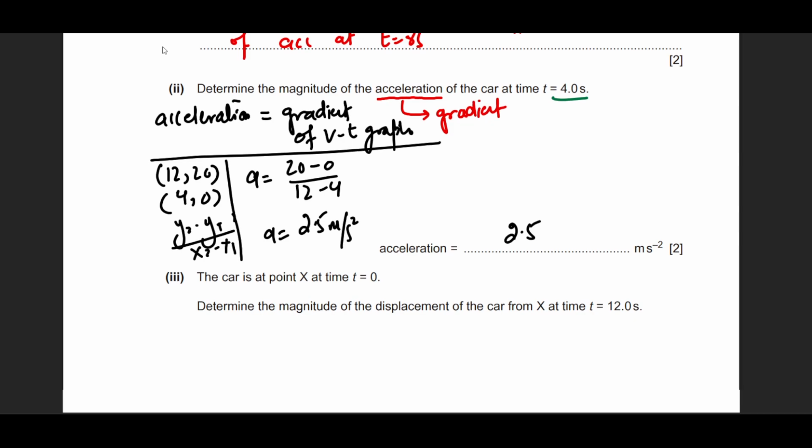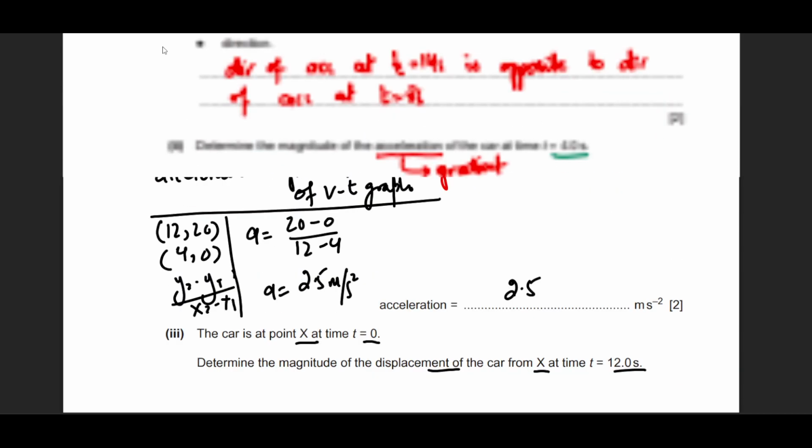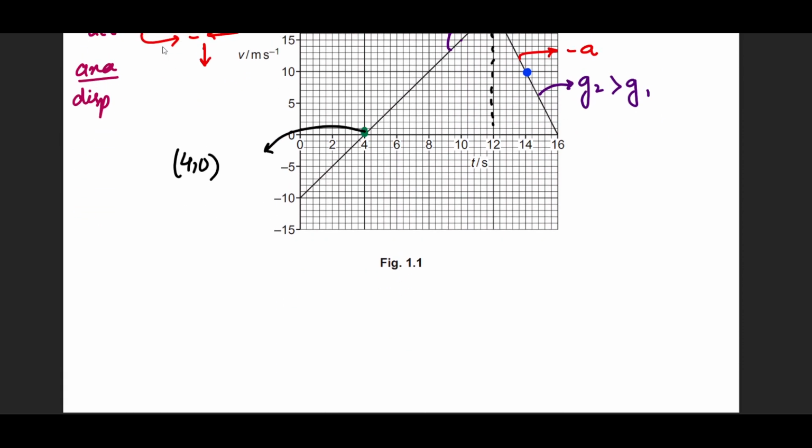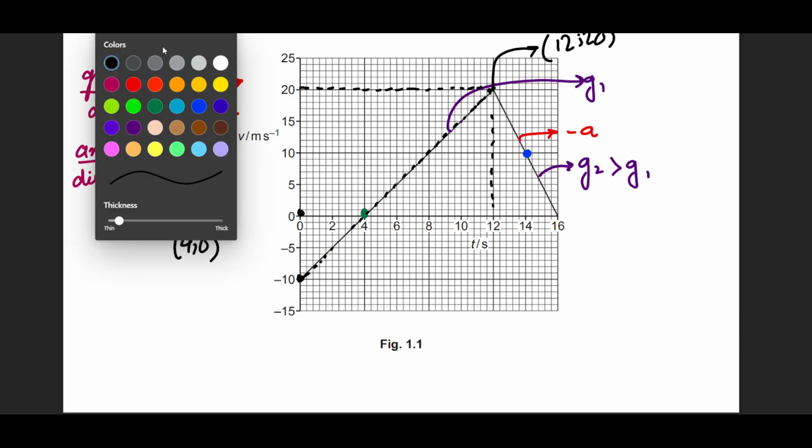So simply 2.5. Then we have: the car is at rest at point X at time t equals 0. Determine the magnitude of displacement of the car from X at time t equals 12 seconds. So at time t equals 0, that point is at this location, because this is the time axis, right? So the car is at this point. He says it starts its journey from this point, and then maintains its motion for 12 seconds with a constant acceleration.